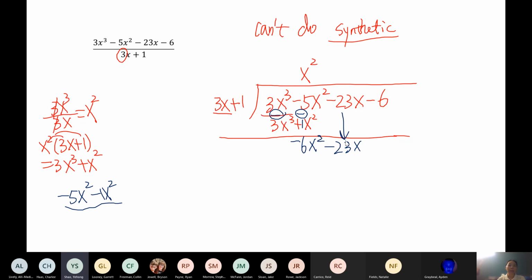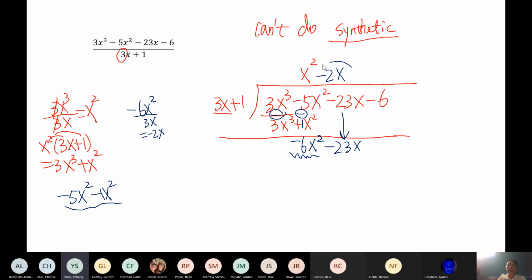Repeat the process again. This time first time we have a minus here. So the process doesn't change. We still take -6x squared divided by 3x. So you're going to get -2 times x. So let's put a -2x up there.